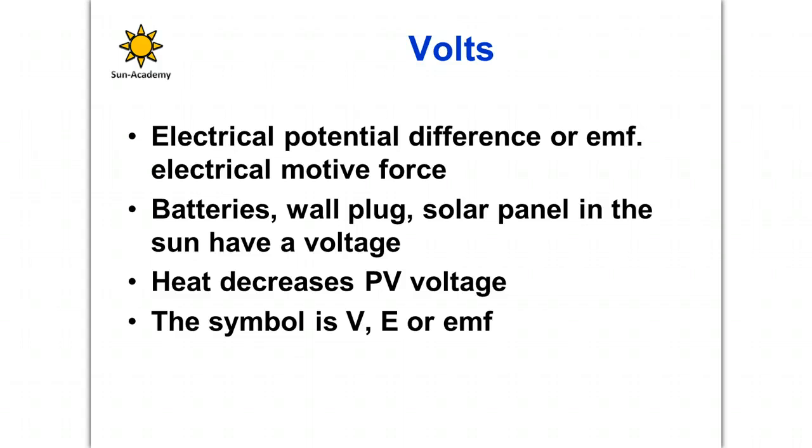Electrical potential difference, or EMF, electromotive force, is voltage. Batteries, wall plugs, and solar panels in the sun have a voltage. Heat decreases PV voltage. That means as temperature decreases, PV voltage increases. The symbol for voltage is V or E or EMF.